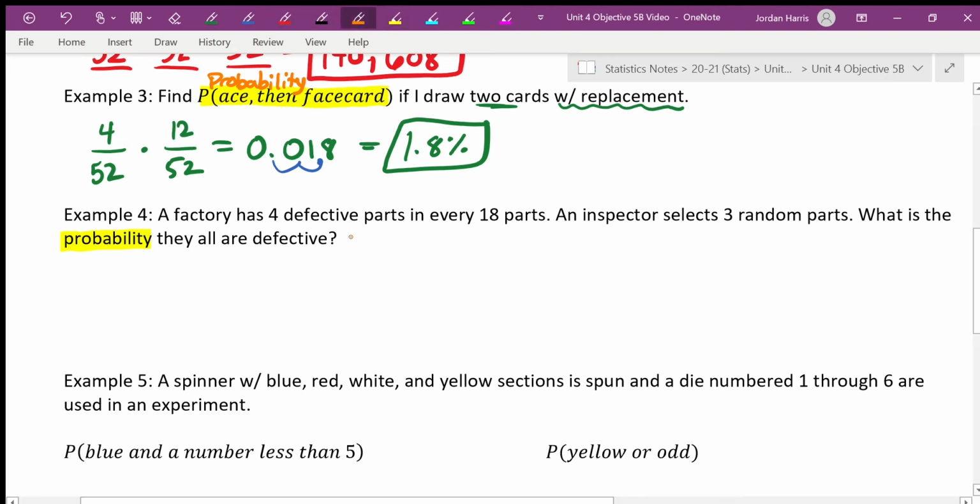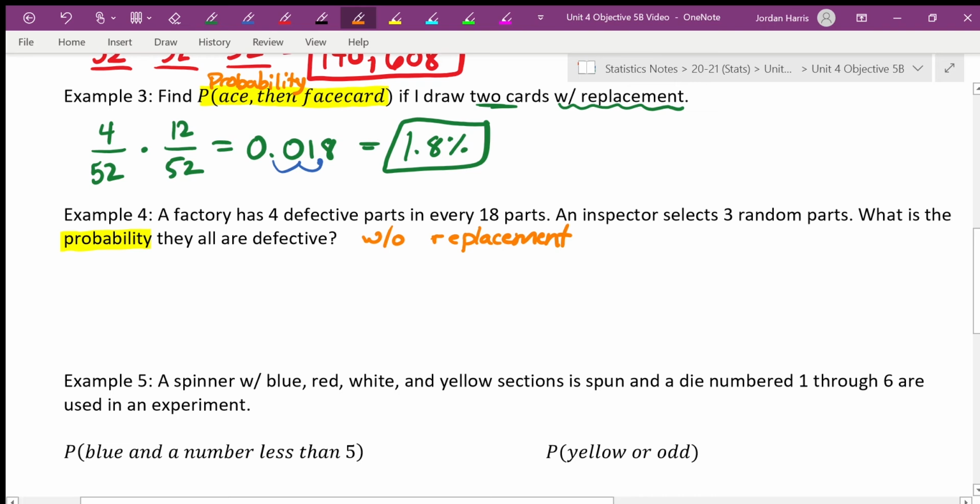So without it even saying, we need to notice, thinking about it logically, using some critical thinking, this is without replacement. The factory worker is not going to check the same part 3 times. Think about a random sample. Even if he's randomly sampling, he picks 3 part numbers or something like that, and those are the 3 he picks. He doesn't pick the same one 3 times.